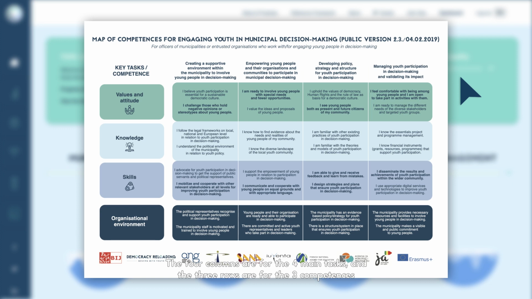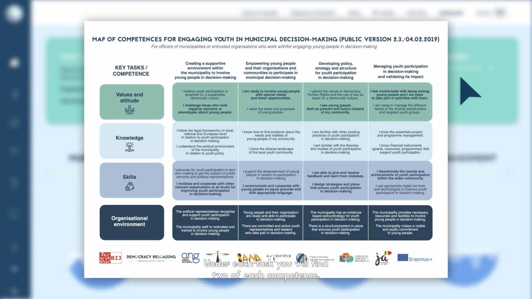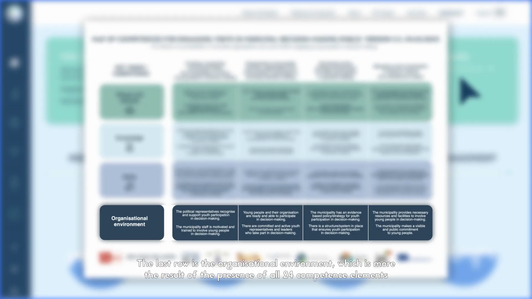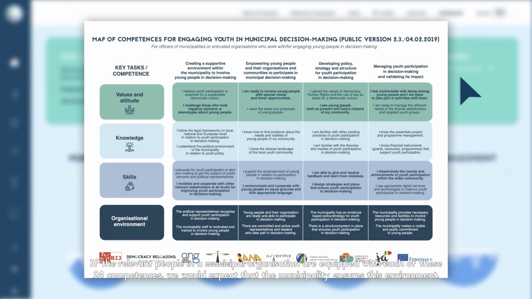The reference framework for the toolkit is this set of 24 competence elements. The 4 columns are for the 4 main tasks, and the 3 rows are for the 3 competencies: attitude and values, knowledge and skills. Under each task, you will find 2 of each competence. The last row is the organizational environment, which is more the result of the presence of all 24 competence elements. If the relevant people in a municipal organization are equipped with each of these 24 competencies, we would expect that the municipality ensures this environment. The dark blue row will therefore be the result of the learning process.